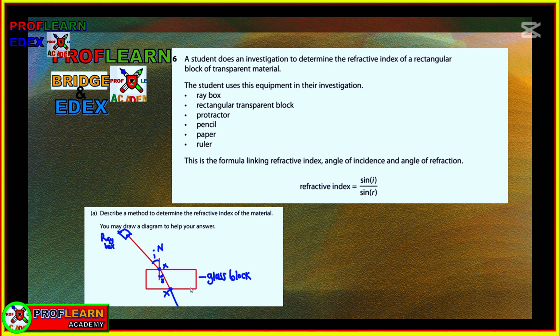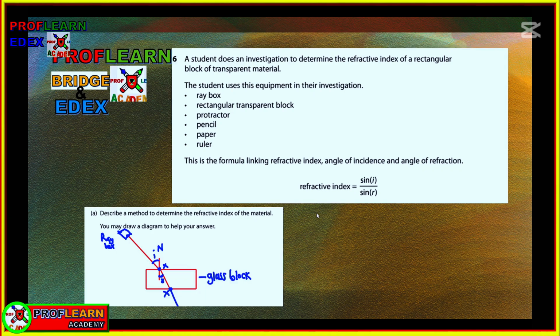So the student is going to lay the glass block on a piece of paper and then trace the outline of the glass block. Then the student is going to place a ray box at an angle, and the ray is directed to the normal. Then they will place a mark where the ray enters the glass block and where the ray exits the glass block. So we'll join the straight line through the normal from this point to this point. Then this angle here is measured using a protractor, and that will be recorded as the angle of refraction. And this angle above the glass block is called the angle of incidence.